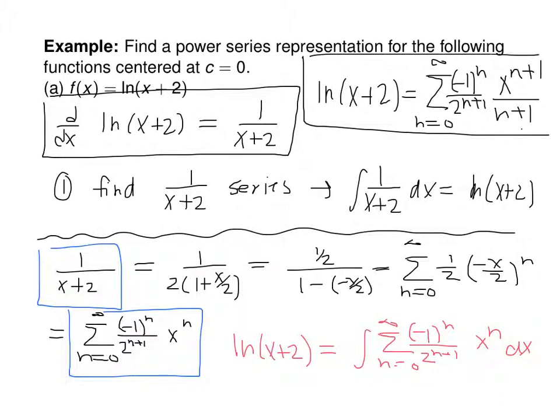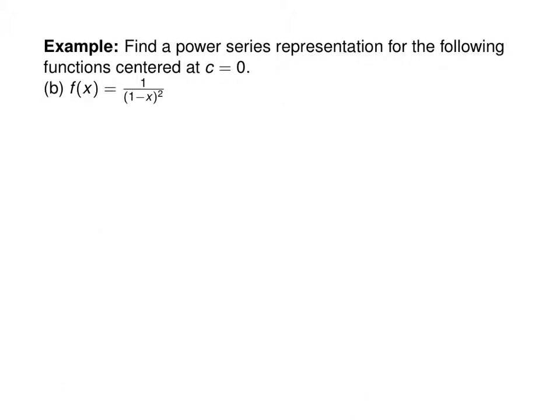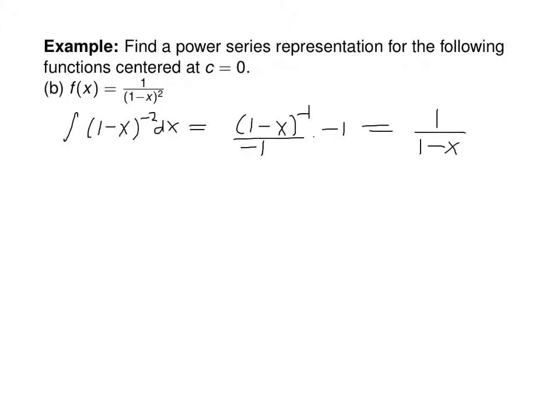And this series has the same radius of convergence as the original series, so we know that r is equal to 2. The interval of convergence, i.e. the convergence at the endpoints, may have changed. So what we notice here with 1 over 1 minus x to the second power is that the integral of 1 minus x to the negative second is 1 minus x to the negative first over negative 1 times another negative 1. So that's 1 over 1 minus x.